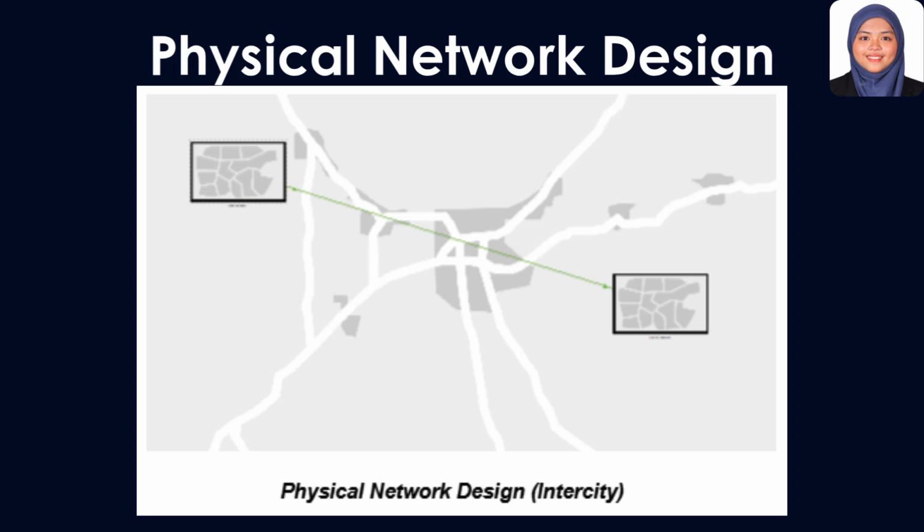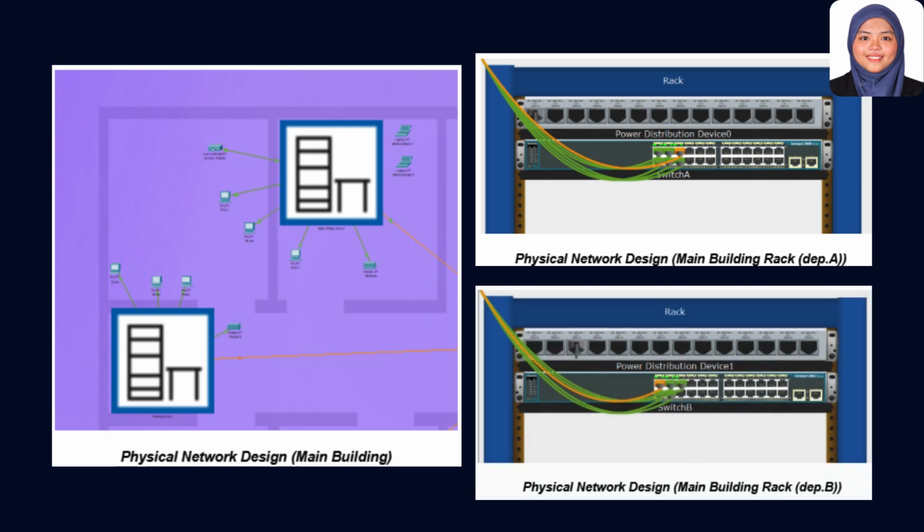So, as we can see here, this is the intercity physical network design between the main campus and the branch campus. For the main campus, we have 5 buildings, and this is the main building. We have 2 departments, Department A and Department B. In Department A, the switch is connected with 3 PCs, 1 printer, and 1 access point with 2 laptops. While for Department B, we have switch B, which is connected with 1 printer and 3 PCs.